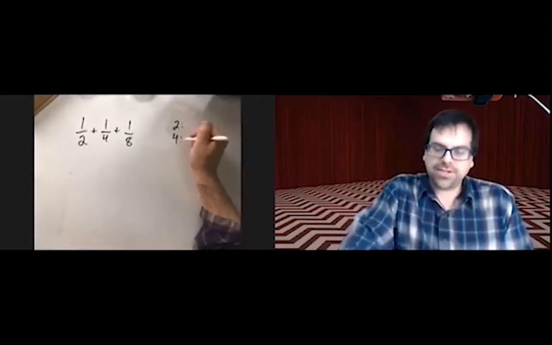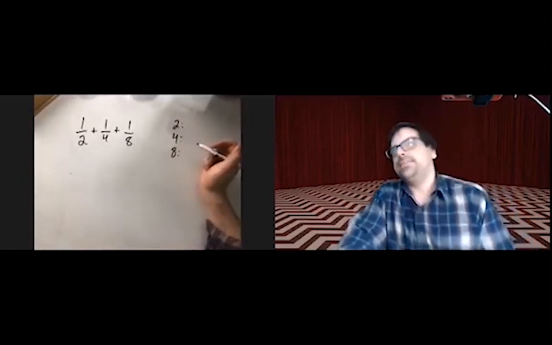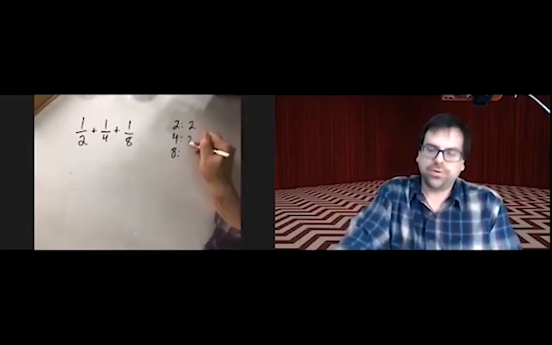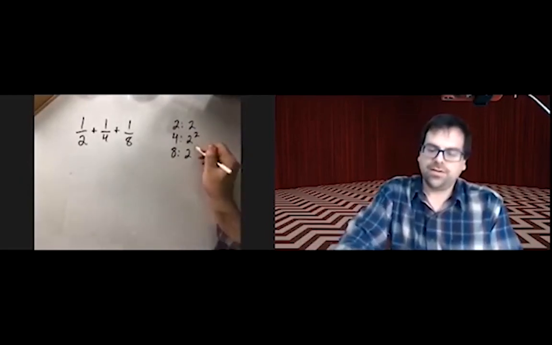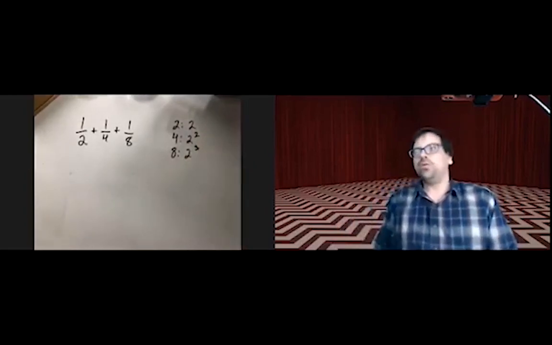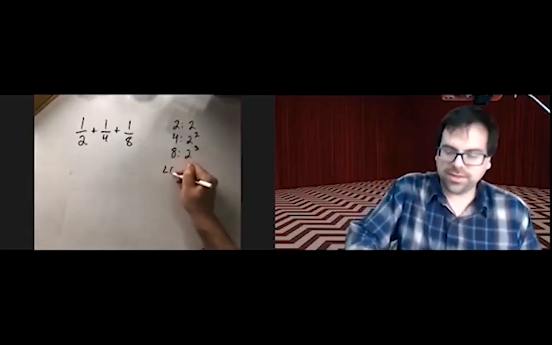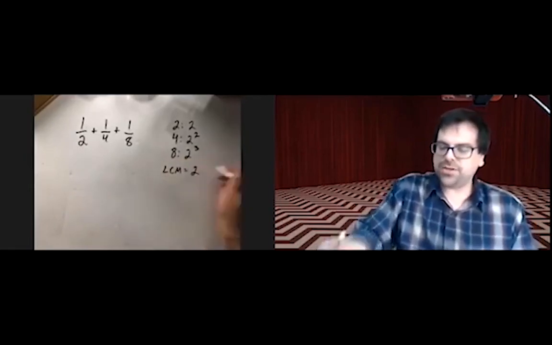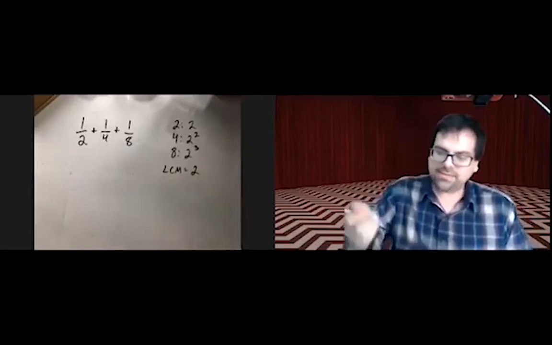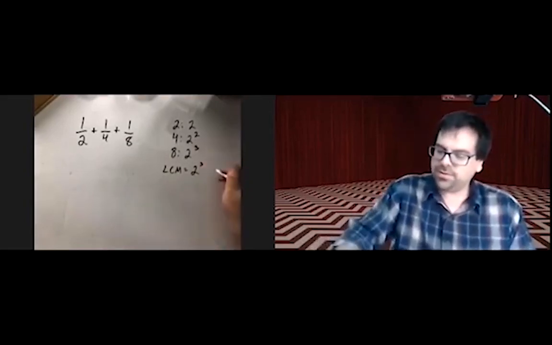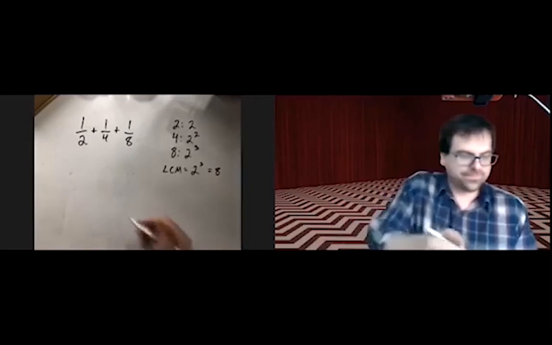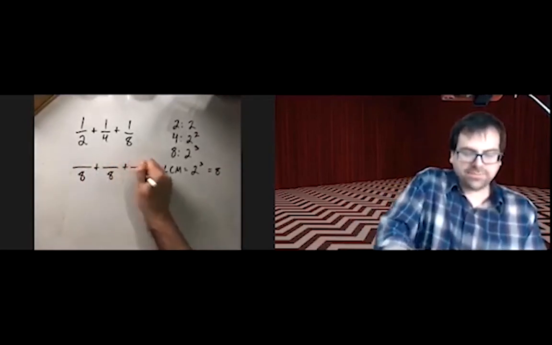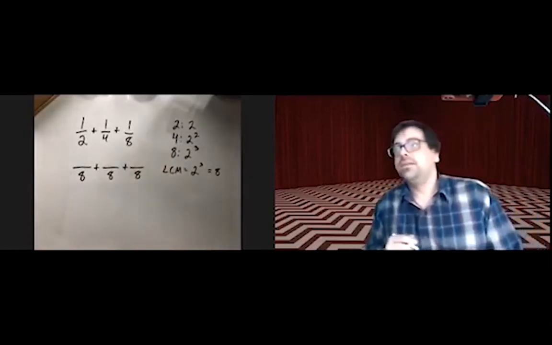Prime factorizations for 2, 4, and 8. 2 is just 2. 4 is 2 squared. 8 is 2 cubed. So the least common multiple, the only base we have is 2, and the highest power shown is cubed. 2 cubed is 8. So all of these have to be rewritten over 8.